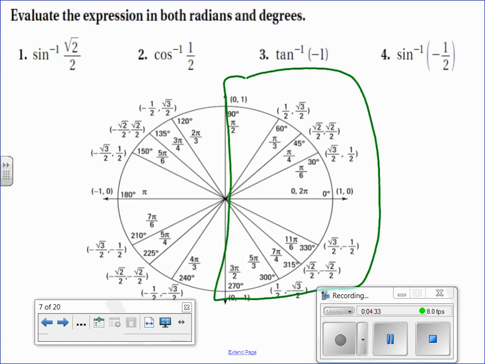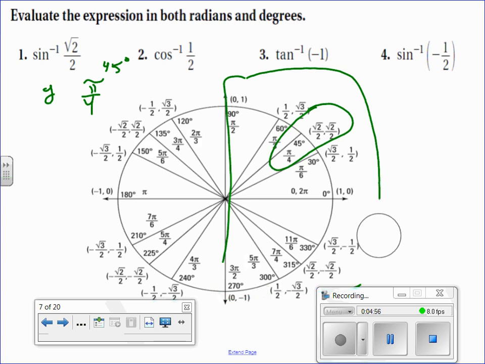We want our sine value, in other words, our y value, to be radical 3 over 2. Say found it when you find it. Found it. It's right here, correct? Y value is radical 2 over 2, so 45 and pi over 4. 45 degrees, pi over 4 radians. All right.